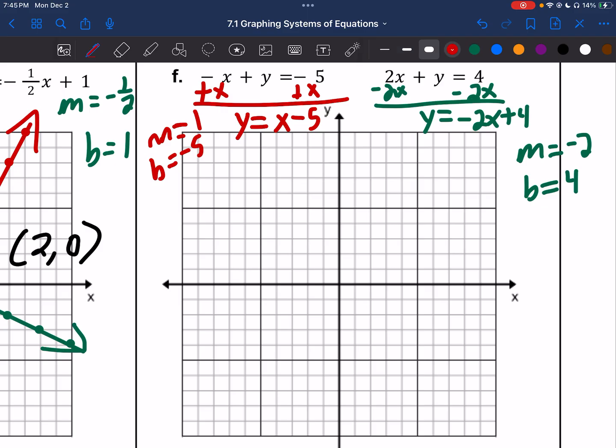My first point is at negative 5, and it is a positive 1 slope. So we're going up and to the right with each step that we take. We're going up 1, right 1. And once we hit the edge of the grid, I can draw in my line.